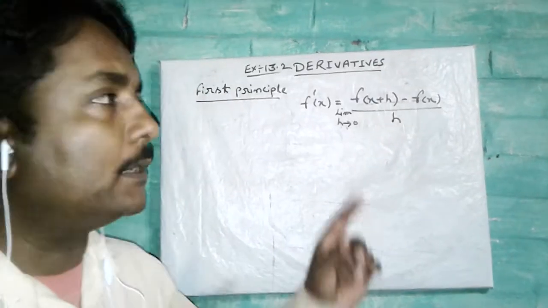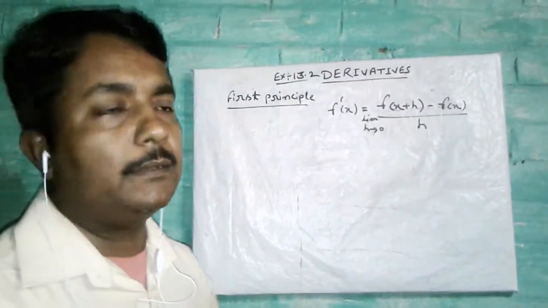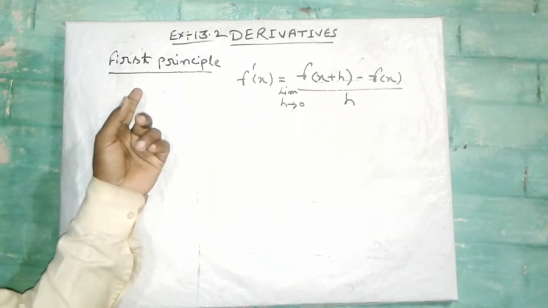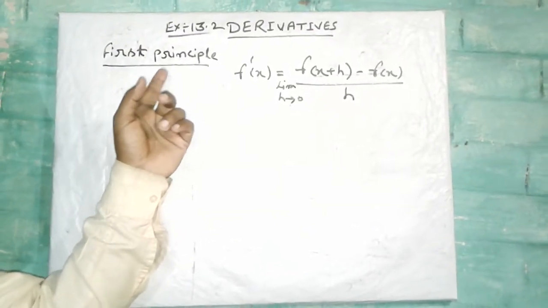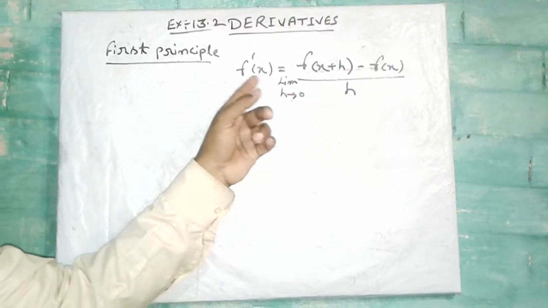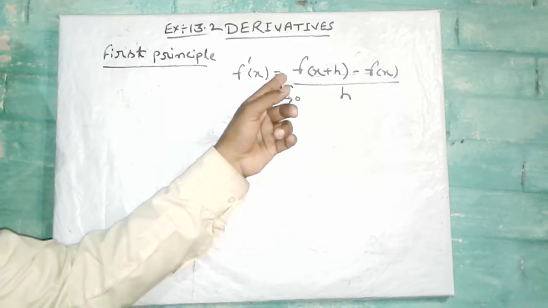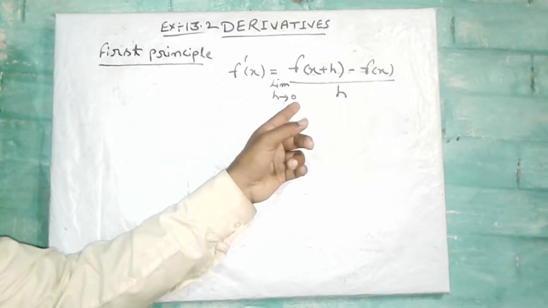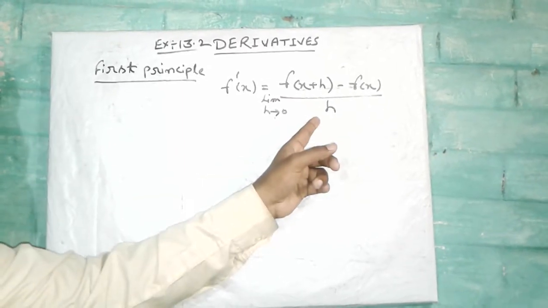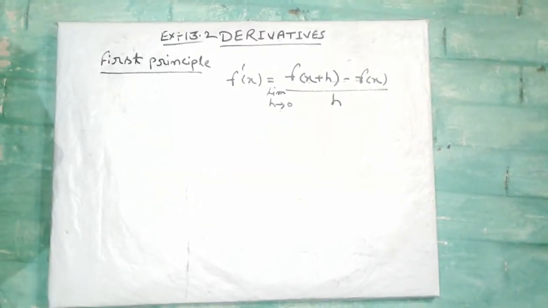Today we are going to discuss derivatives, chapter 13.2 of higher secondary first year. To find derivatives by using the first principle, we have to use this formula: f dash x is equal to the limit as h tends to 0 of f(x plus h) minus f(x), divided by h. And what is the advantage of derivatives?